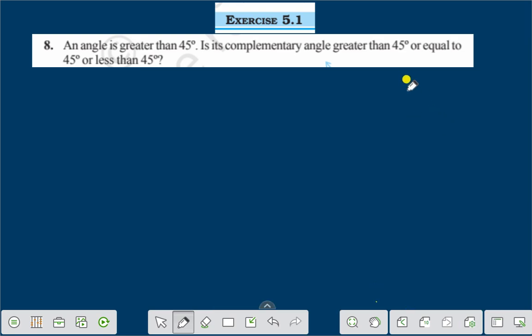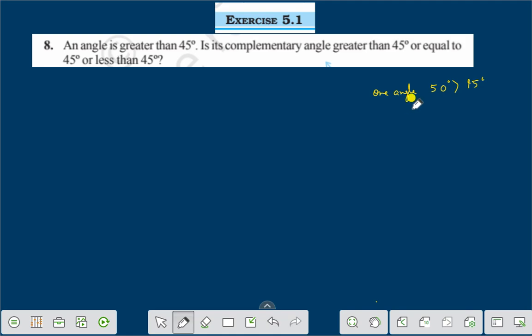Suppose one angle is, let us take one angle as 50 degrees. 50 degrees is greater than 45 degrees, right? Therefore, one angle is equal to 50 degrees, which is greater than 45 degrees. We have taken an example.